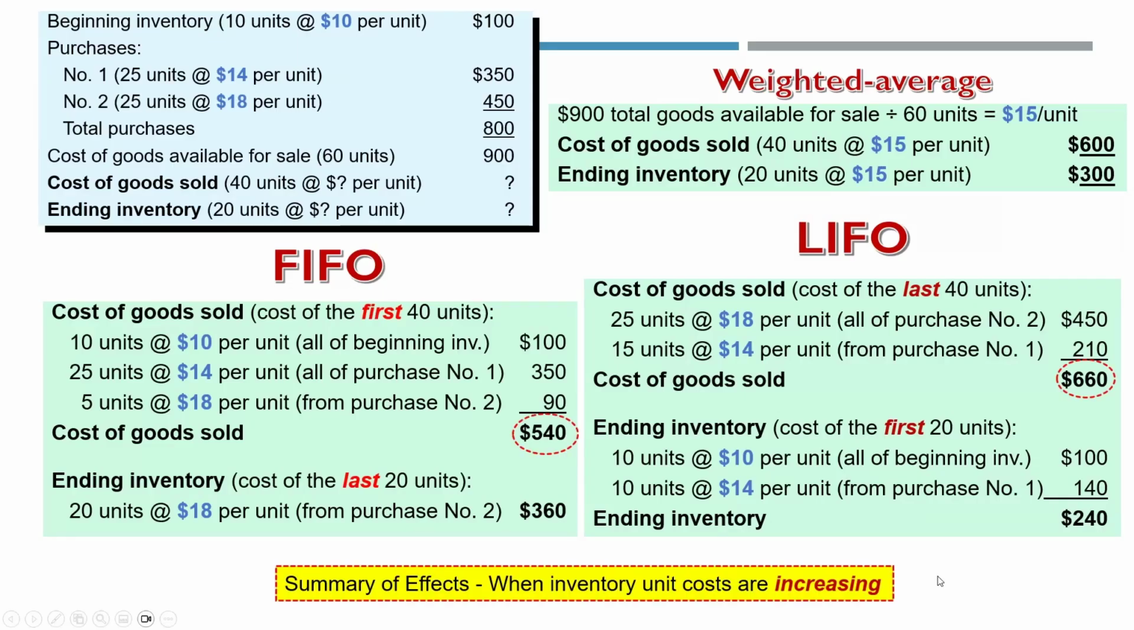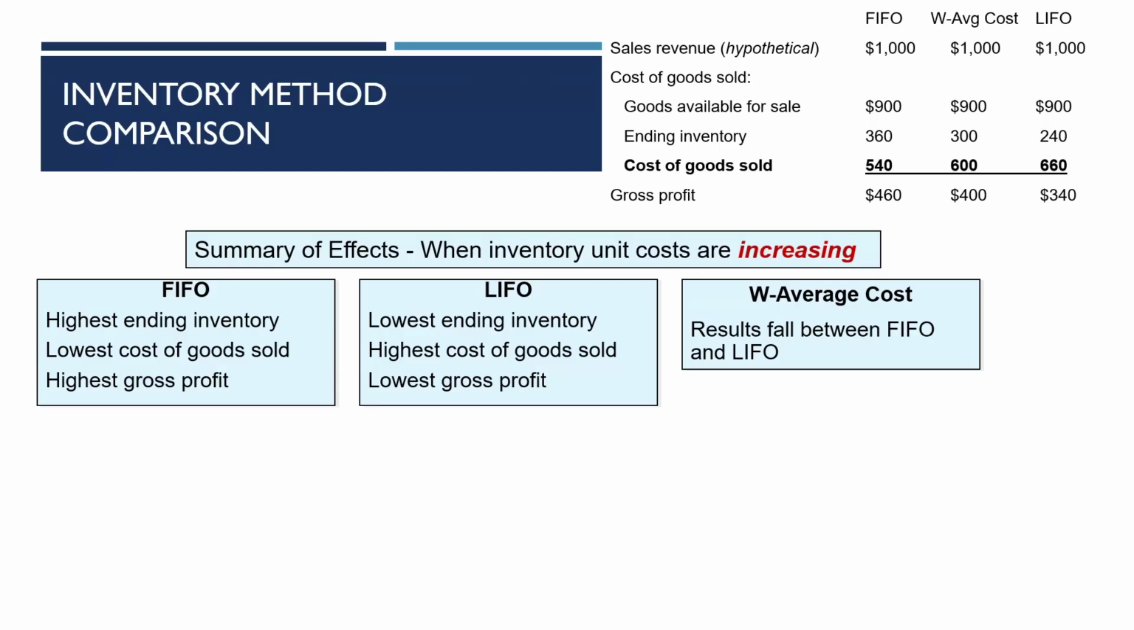When we have an inflationary environment, when inventory costs go up over time, which is true for most firms, most periods, in this situation FIFO is going to give us the lowest cost of goods sold, the lowest expense on the income statement. LIFO is going to give us the highest expense on the income statement, and the weighted average will come in somewhere in the middle between the two. Again, that holds on average when inventory unit costs are increasing.